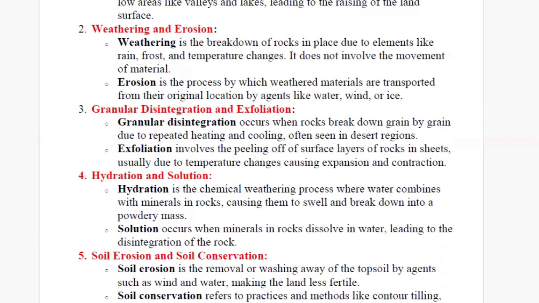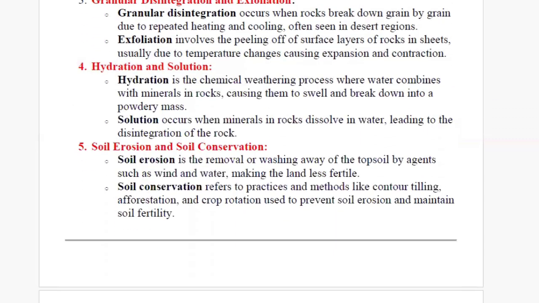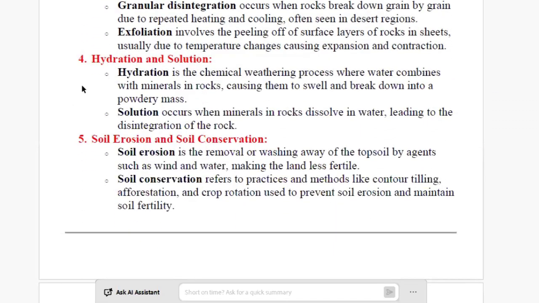Now we will differentiate hydration and solution. Hydration is the chemical weathering process where water combines with minerals in rocks, causing them to swell and break down into a powdery mass. And solution occurs when minerals in rocks dissolve in water, leading to the disintegration of the rocks.